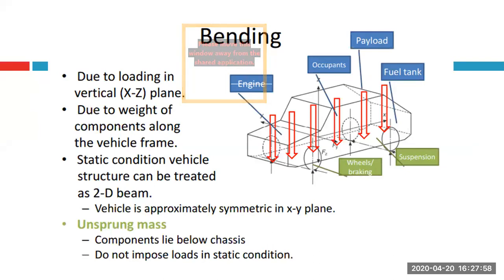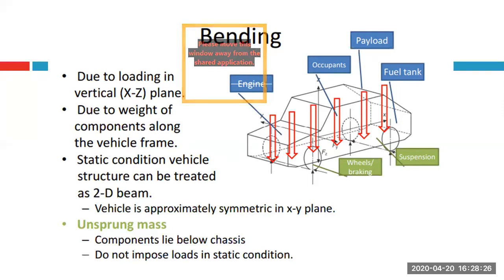Just to discuss bending in detail, you'll find that it is due to the loading in the vertical XZ plane. I hope you have already discussed the X, Y, and Z axes or planes. With respect to the vehicle, if you see this particular diagram, you will find that X, Y, and Z are defined as per the SAE convention.